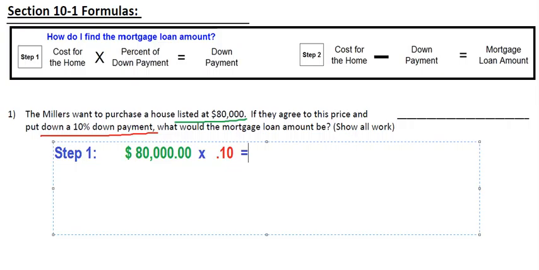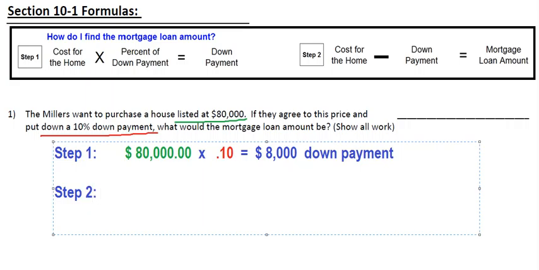So there we go, 80,000 times 0.10. And what you get is $8,000. If anybody is not paying attention, you might not see this, but what we have here is an $8,000 down payment. That's what we just calculated. So now we can move on to Step 2.